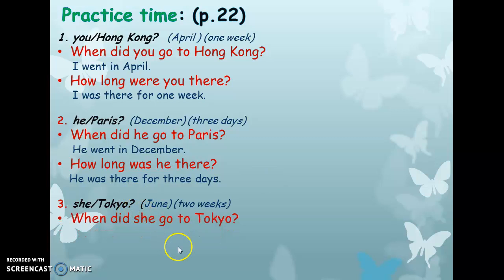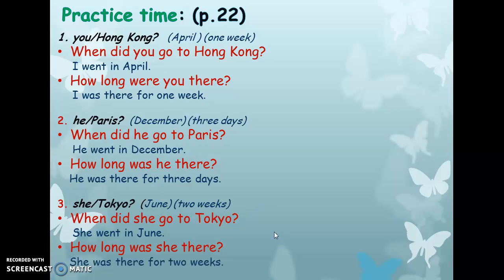Number three, she, Tokyo. And the answer should be in June and for 2 weeks. The first question, When did she go to Tokyo? She went in June. How long was she there? She was there for 2 weeks.